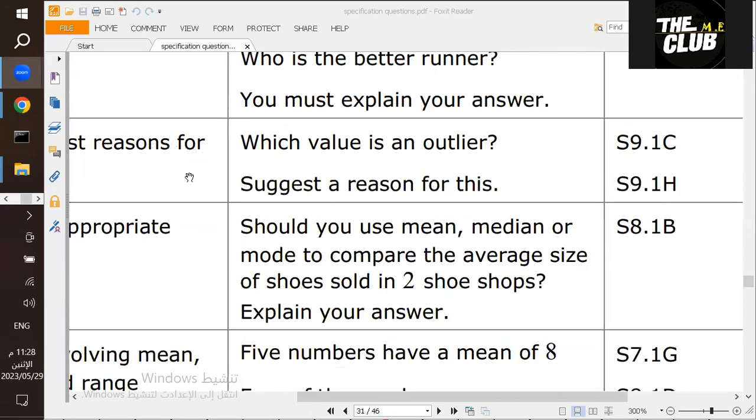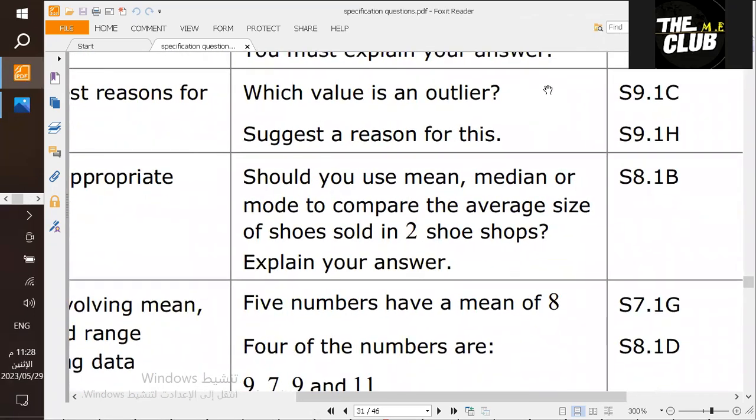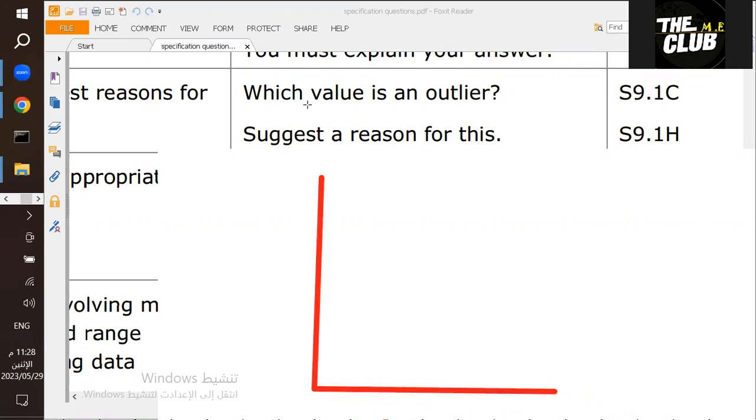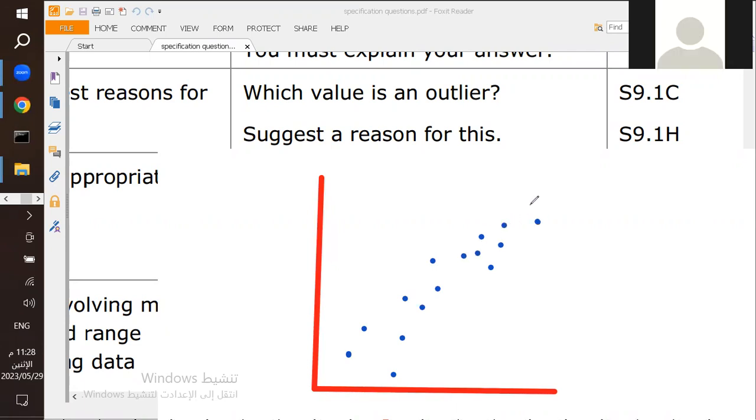So here you had a question like this, racer A or racer B. Which value is an outlier, and suggest a reason for this. The meaning of outlier is what? You'll find it in data. Here you have a graph like this. You remember discrete data? Not discrete, sorry. We call it a scatter graph. You remember scatter graph? It was like this.